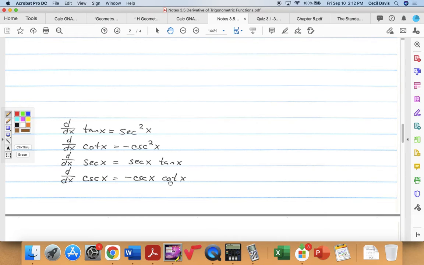Well, I remember two things. One is that the derivatives of all the cofunctions are negative. The second thing I remember is that the ones with secant and tangent, it's always two secants and a tangent. If I've got tangent, I need two secants over here. If I've got a secant, I need another secant and a tangent. It's always two secants and a tangent. That helped me remember it when I first learned this sometime in the late 70s, early 80s.